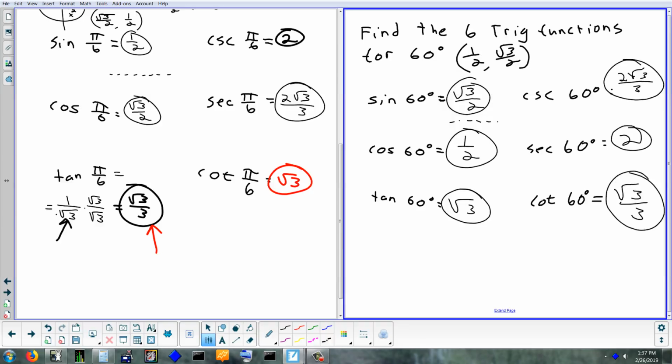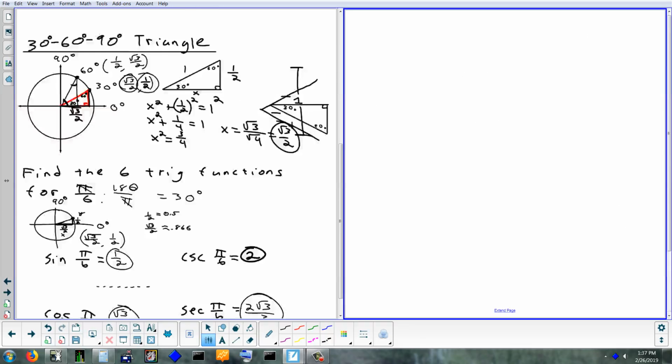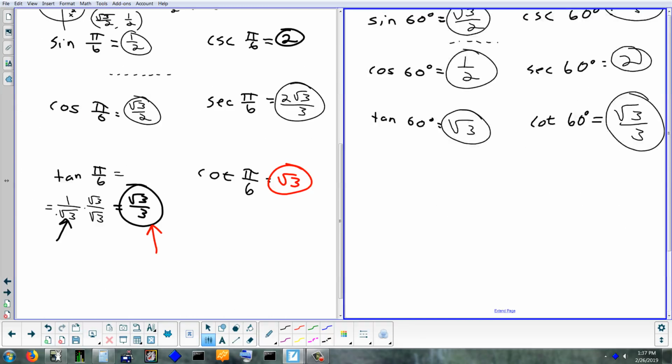Can you figure that out? Yep, so when you take the tangent and you flip it, there's nothing there to flip right now, so I'm just going to put a 1. That's what I get when I flip it, and then when I fix it, multiply by square root of 3 over square root of 3, and that's how you get the square root of 3 over 3.